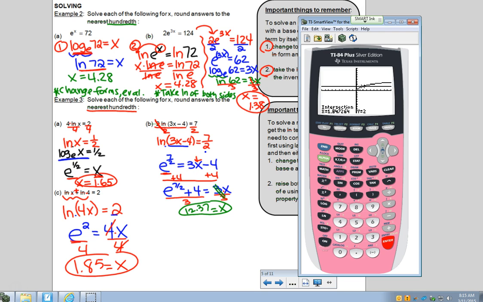So keep that in mind if you want to use this as a way to check, or use it as an alternative method if you are having problems with your algebra.